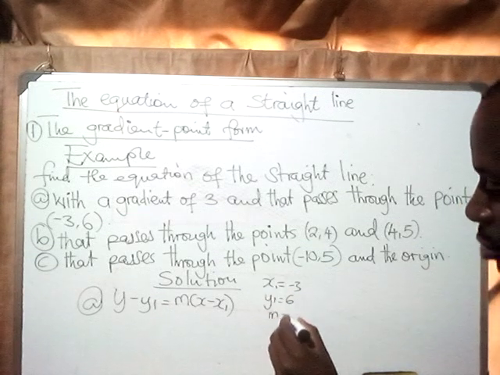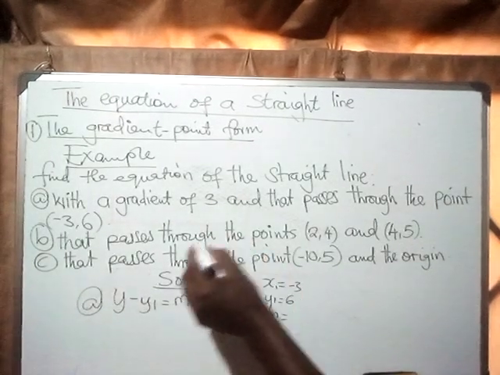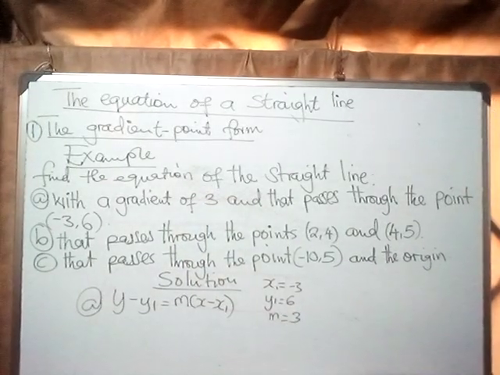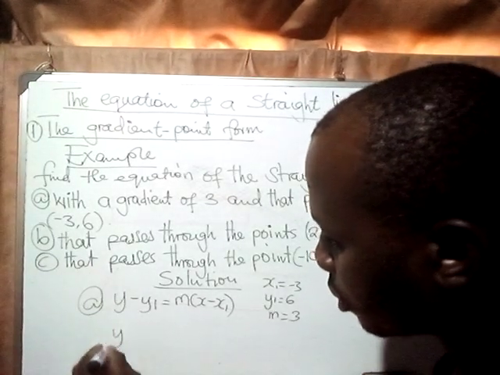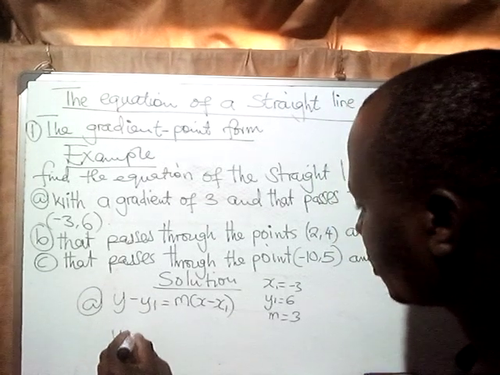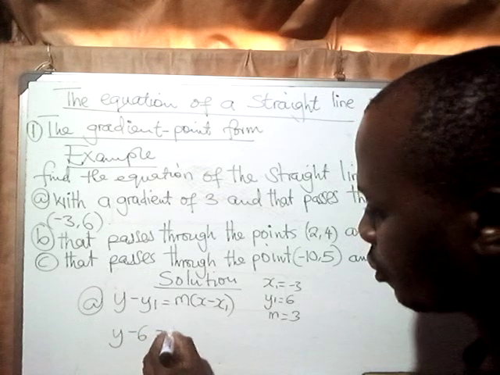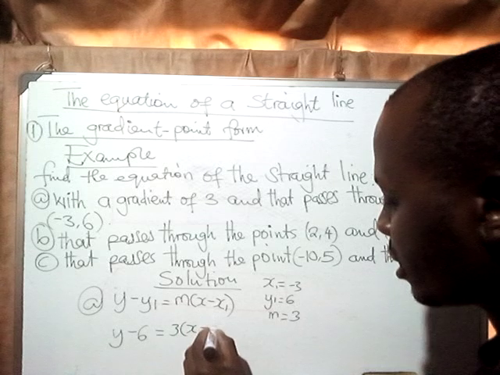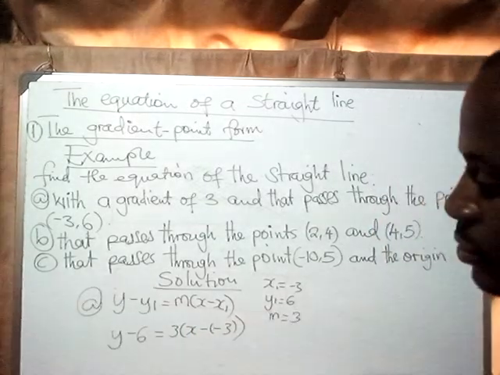What about the m? The m is the gradient, which we have been given as positive 3. Now we just substitute. The y will remain the same: y minus positive 6, which is equal to 3, open bracket, x minus negative 3.